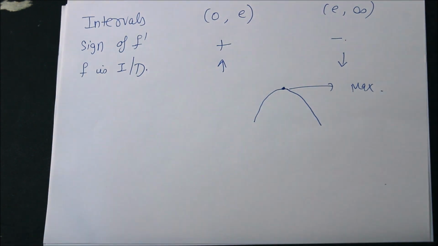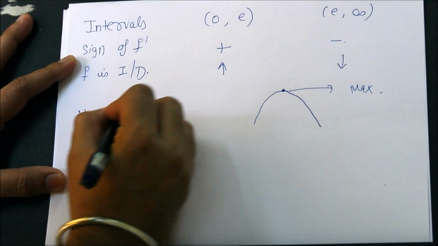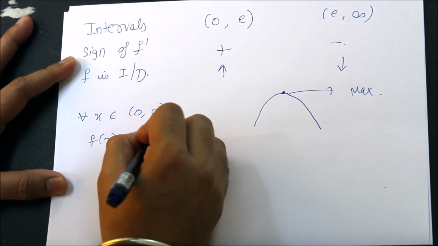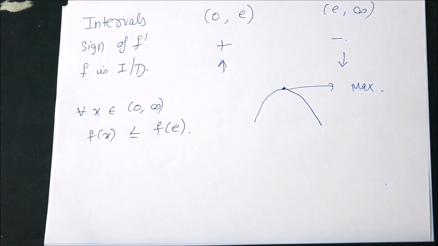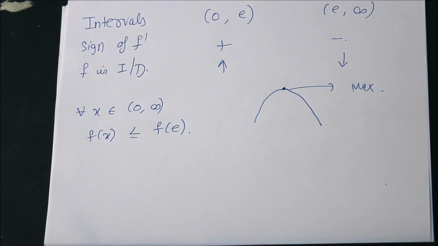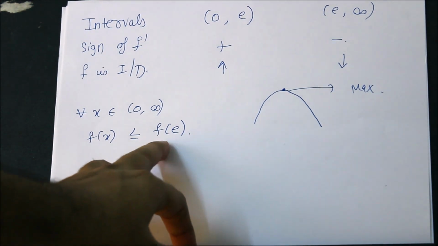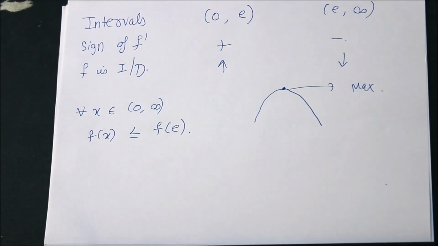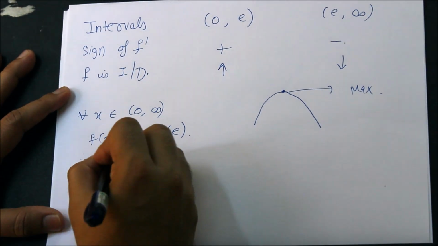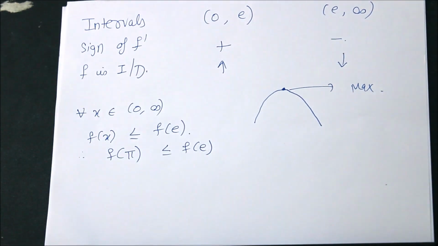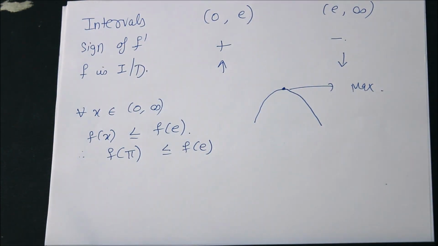That means you take any x in the domain, your f of x is always less than or equal to f of e. That's what you mean by maxima, right? A function taking its maximum value at e means the image of e under f is always greater than or equal to the image of f for all values of x. So this implies your f of pi is also less than or equal to f of e, because this is true for all x, hence it is true for pi also.